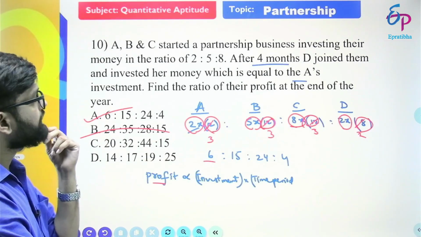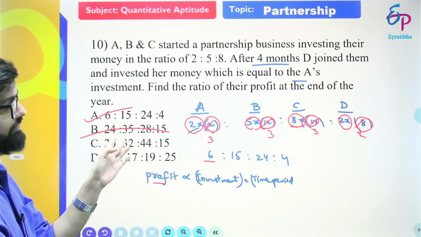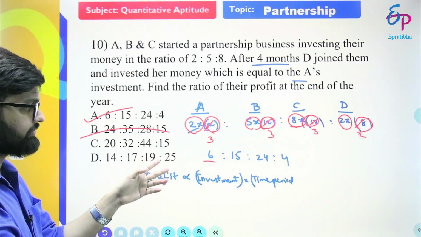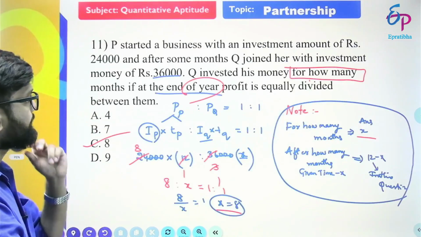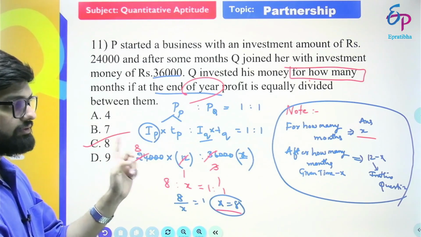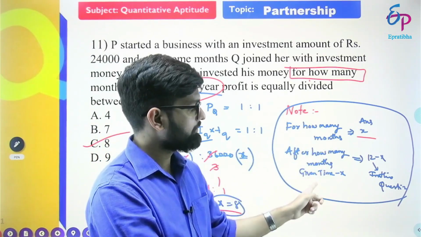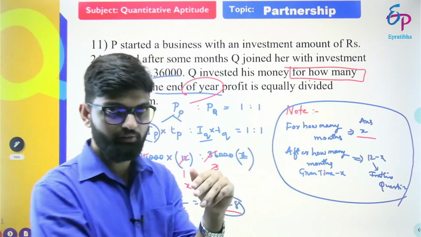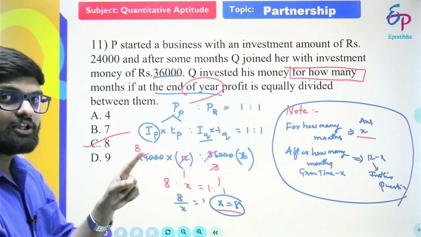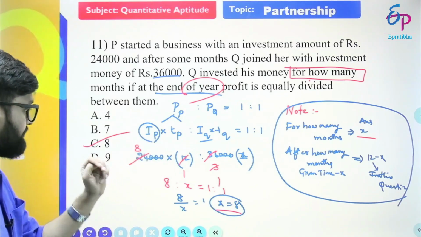Next. A, B, C started a partnership business investing the money in the form of 2:5:8. So 2x 12, 5x 12, 8x 12 and 2x 8. So 6:15:24. P is to Q, that is 1:1, that is 24,000 into 12, 36,000 into 12. So don't forget, I have been telling you that for how many months the answer is x. After how many months means the answer should be 12 minus x. Given period minus x, given period is 12, so 12 minus x. For how many months means it is x. After how many months means it is 12 minus x. Don't forget that.